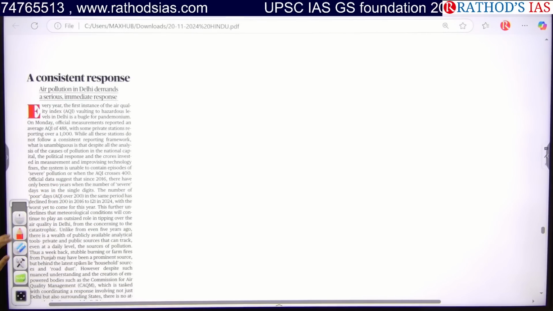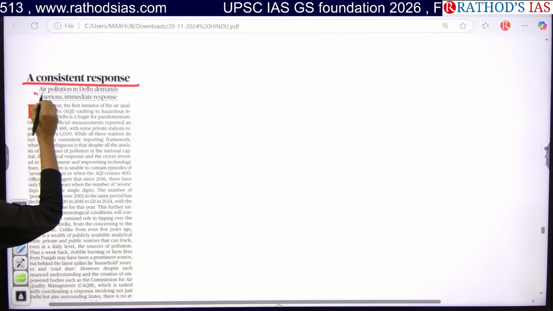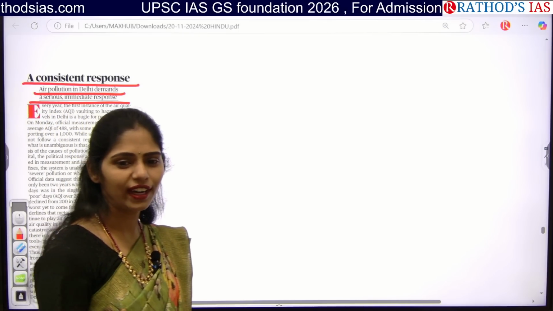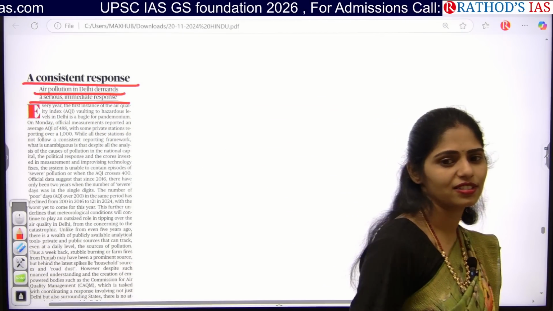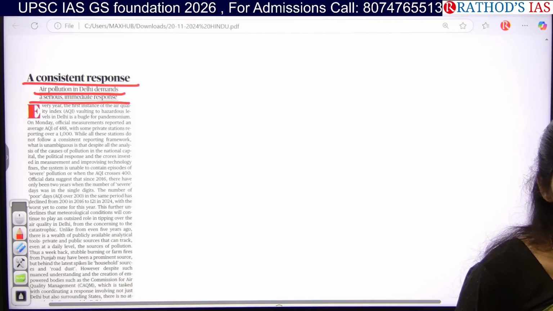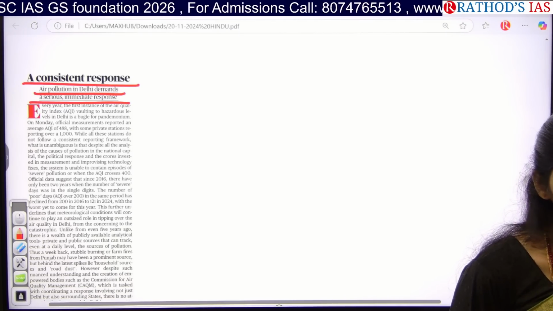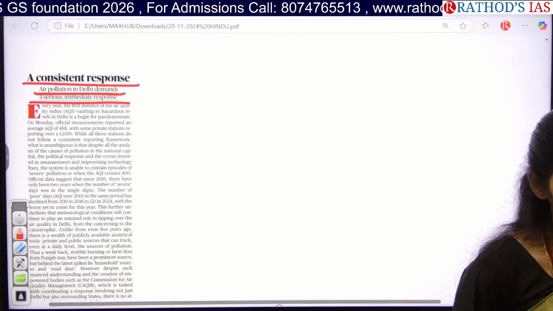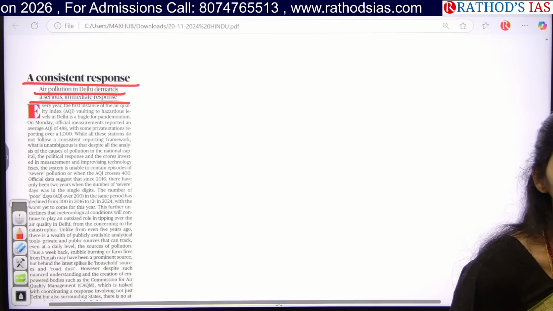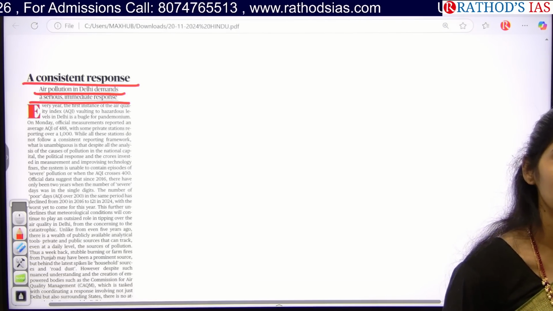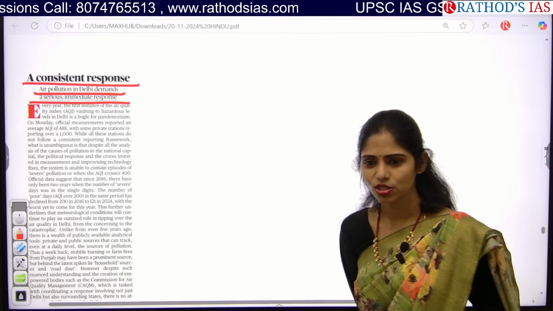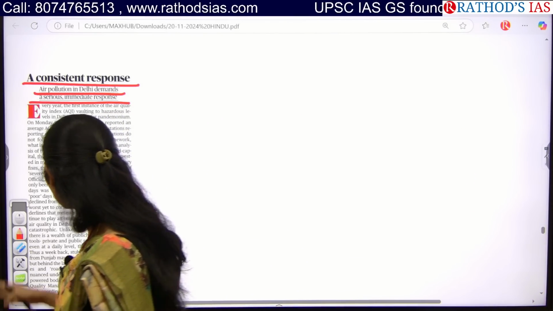Okay, see this article. A consistent response: air pollution in Delhi demands a serious and immediate response. So what is happening in Delhi? Why is it in the news? Why did we discuss it in yesterday's class? Bad air quality. Next. What is the CAQM doing? Okay, the graded response action plan of 4 should be implemented, but CAQM is not implementing it properly, and there is a lack of enforcement, that is, punishment is not given. So that is the thing here.